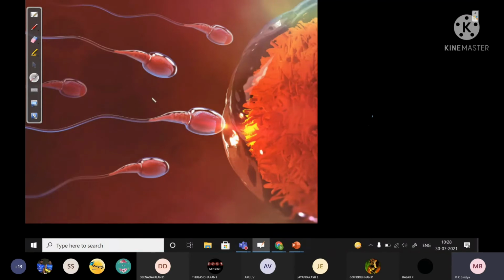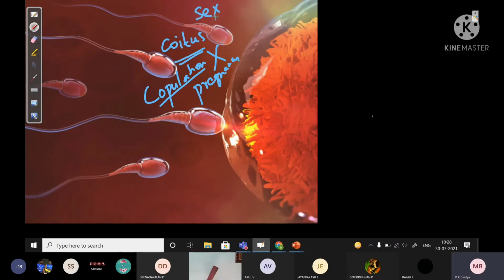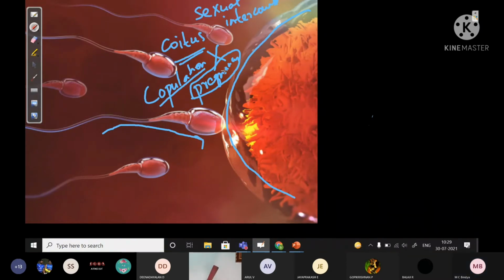And it is also said that all copulations or all sexual intercourse will not lead to pregnancy. Sexual intercourse, coitus, copulation, all have the same meaning. It means insertion of the penis into the female reproductive tract. That act is called by these three terms. So all of them will not lead to pregnancy. What leads to pregnancy is a simultaneous release of sperm and ovum. When the sperm is released, at that time the ovum should be present. If these two are present, only then will pregnancy come about.